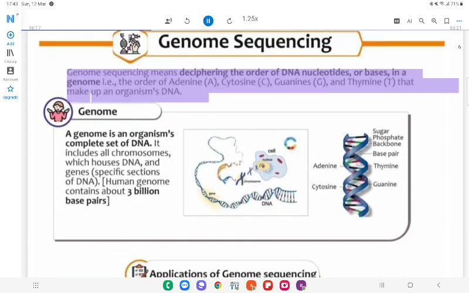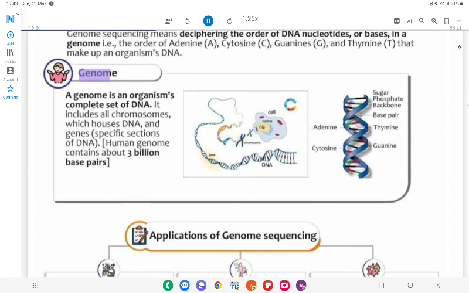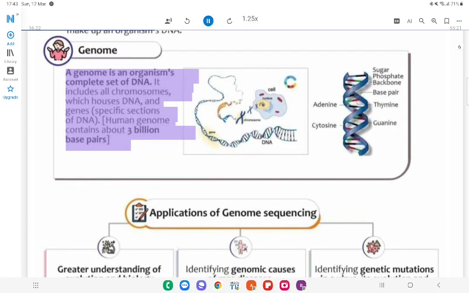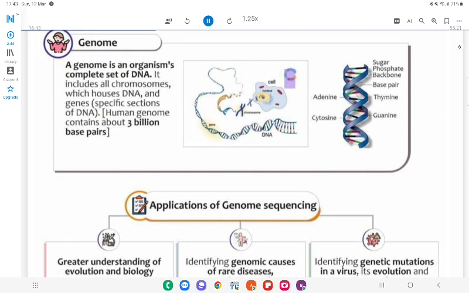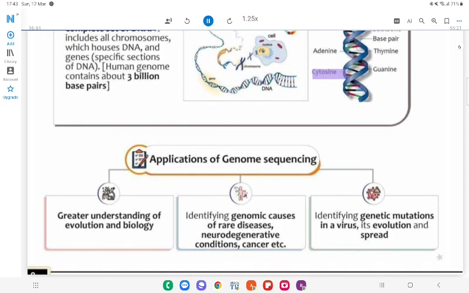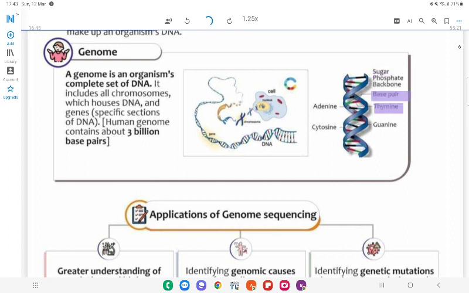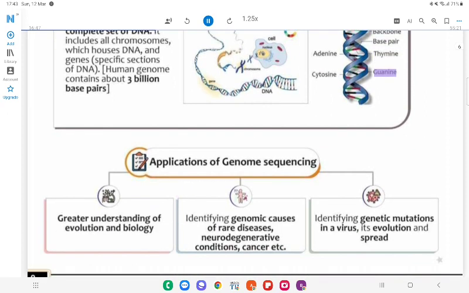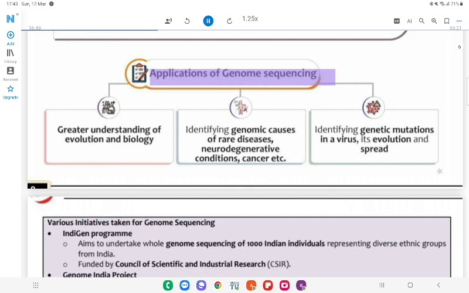Genome sequencing means deciphering the order of DNA nucleotides or bases in a genome, i.e., the order of adenine A, cytosine C, guanine G, and thymine T that make up an organism's DNA. Genome: a genome is an organism's complete set of DNA. It includes all chromosomes, which house DNA, and genes, specific sections of DNA. The human genome contains about 3 billion base pairs. Adenine, cytosine, sugar phosphate backbone, base pair, thymine, guanine. Applications of genome sequencing.